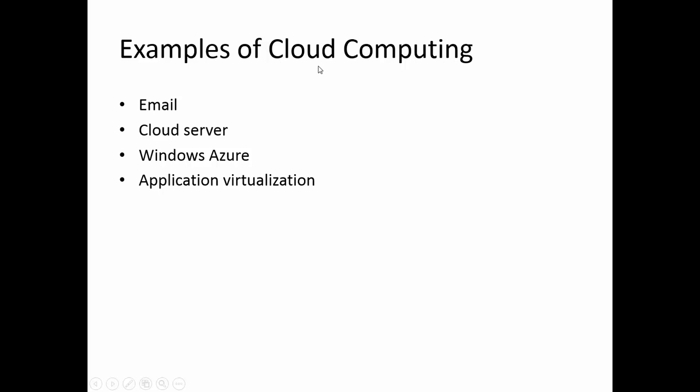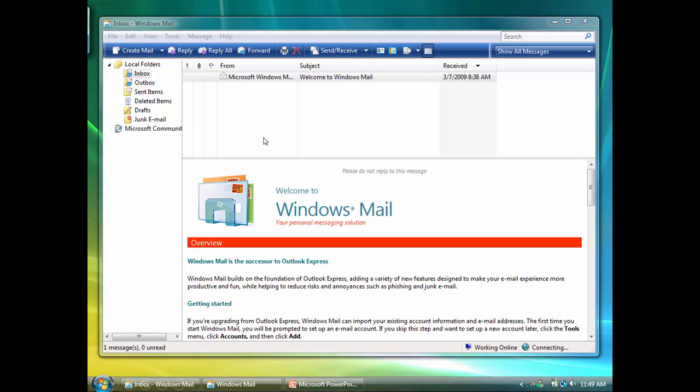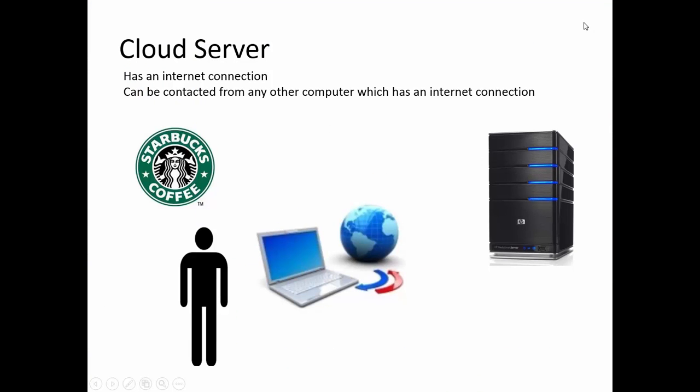Well, let's look at some examples of cloud computing, such as email, or using a cloud server, or Windows Azure, or application virtualization. We'll start out with email. If you've used email, then you've used the internet, because the email servers use the internet to send the email from one email server to the other.